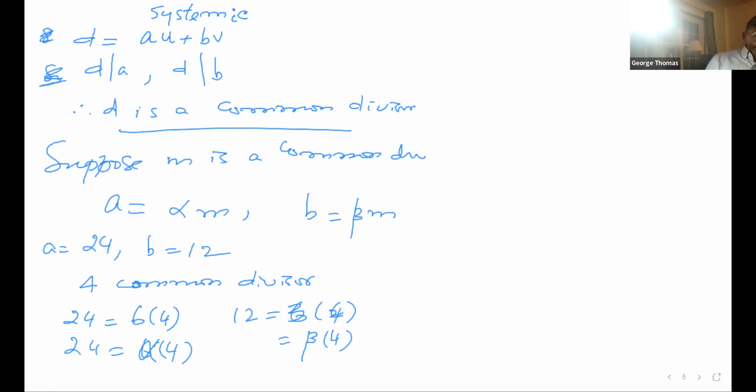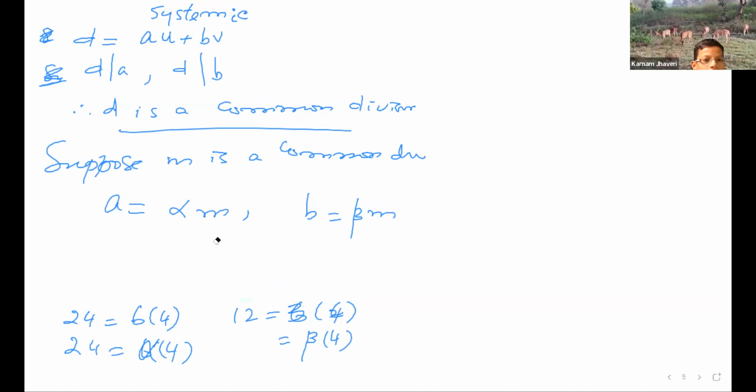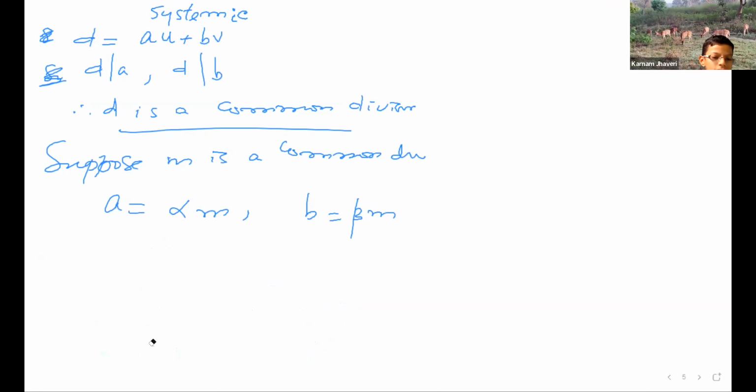Karnam, finally you raised your hand. Yes, sir. I have a doubt. In that 24 and 12 example, we can also write alpha and beta as 2 and 1, because 24 is equal to 2 into 12 and 12 is equal to 1 into 12. So then why did we write alpha 4 and beta 4?